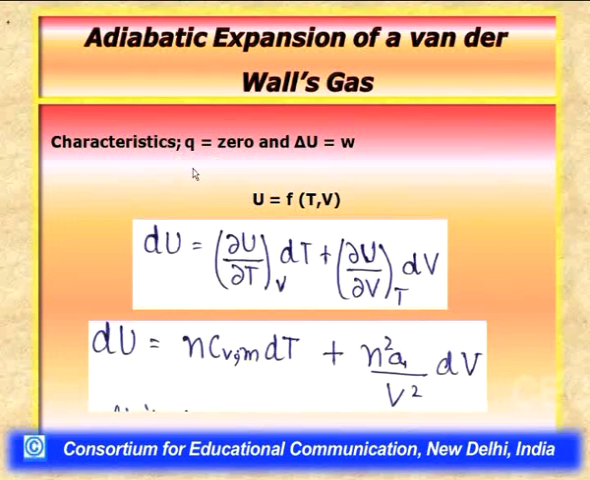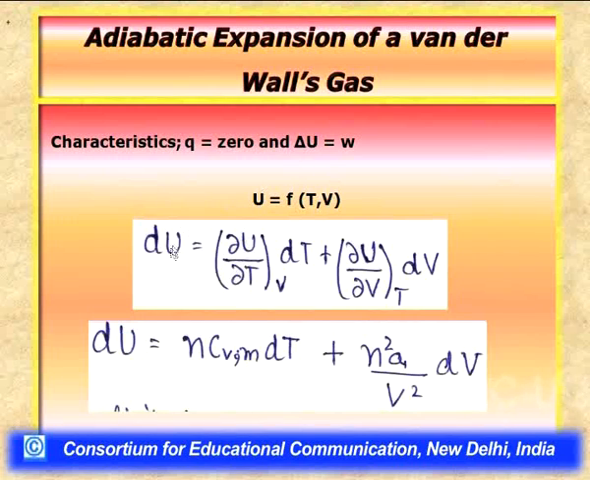Now, it is time to discuss the adiabatic expansion also. For adiabatic expansion, we have the characteristic that Q, the heat involved, is 0. That is, no heat exchange is possible between the system and the surroundings. So, when Q equals 0, from the first law of thermodynamics it is very clear that delta U is equal to W.